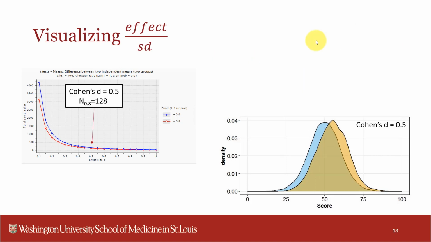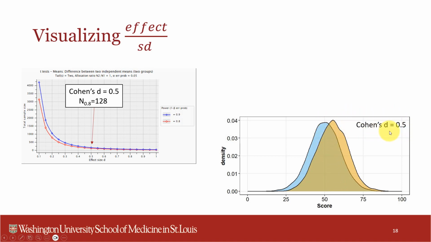If this effect gets smaller, and now we're taking a Cohen's d of about 0.5, the n required to have 80% statistical power is 128. At the population level, you can see how much closer these distributions are and how much they actually overlap, even though they're half a standard deviation different.